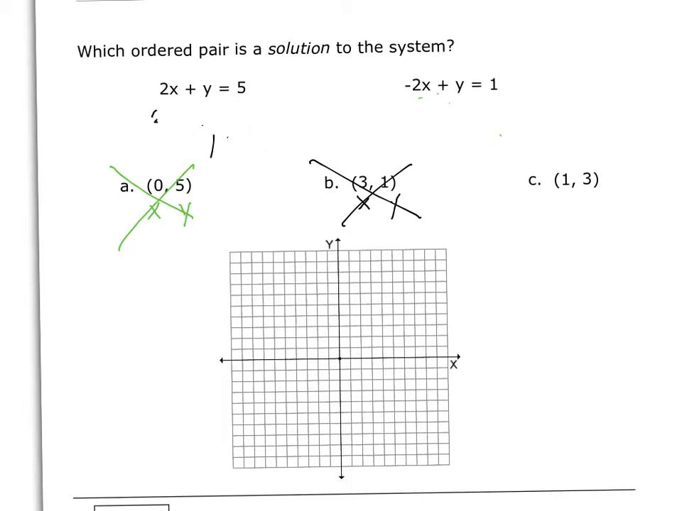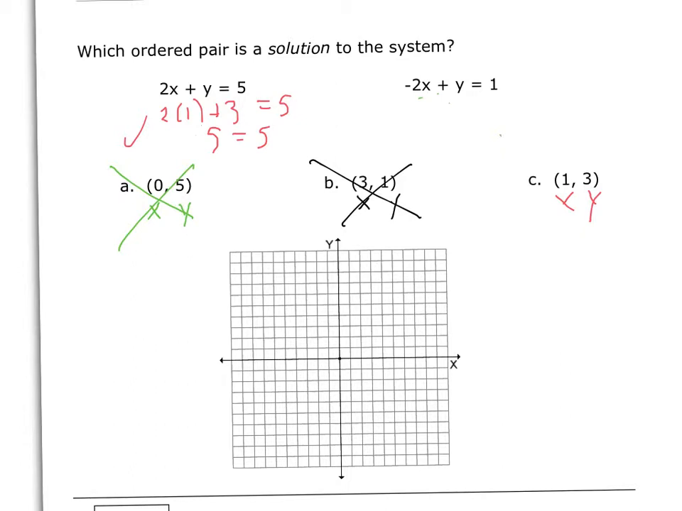Okay, let's try one more. Hopefully it'll work this time. And let's use red this time. And our last one, our x is 1, our y is 3. So plug in our x of 1 and our y of 3. 2 times 1 is 2. Add 3, you get 5 equals 5, so that one works.